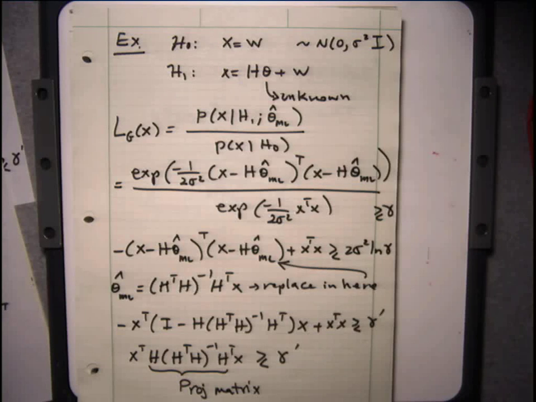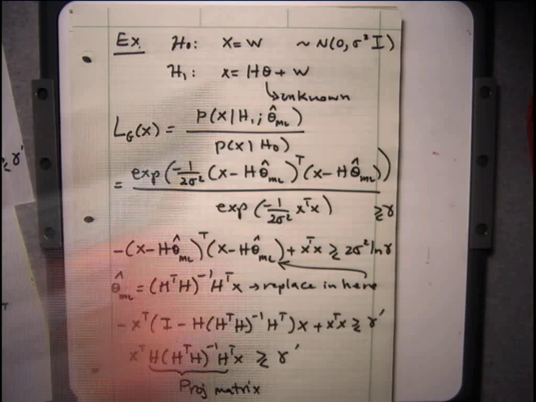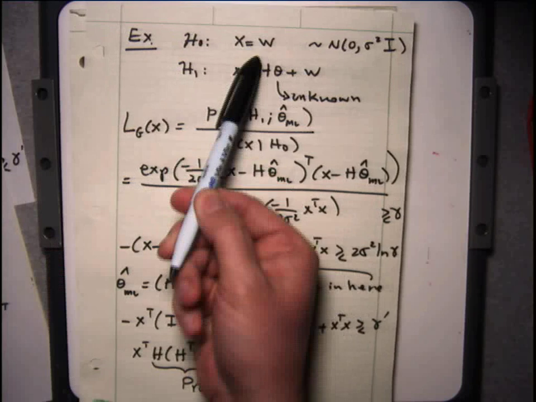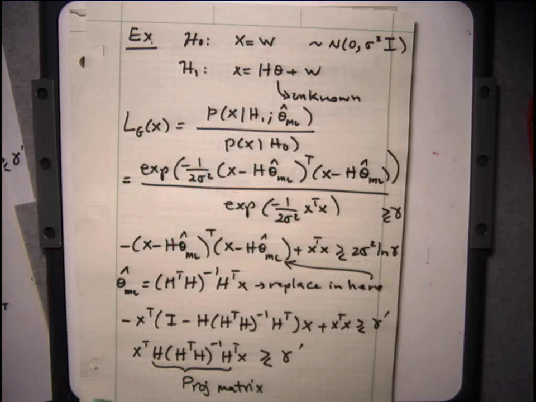If there's no signal, if I take this X and project it down to the space, all I've done is project noise down into the space. I should get nothing special. I shouldn't get a lot of energy. And so therefore you probably won't exceed the threshold in that case. Okay? All right.